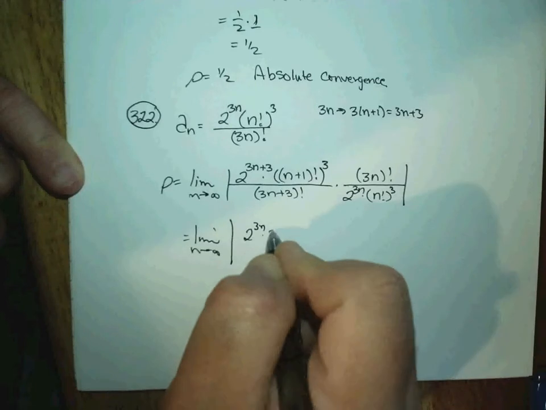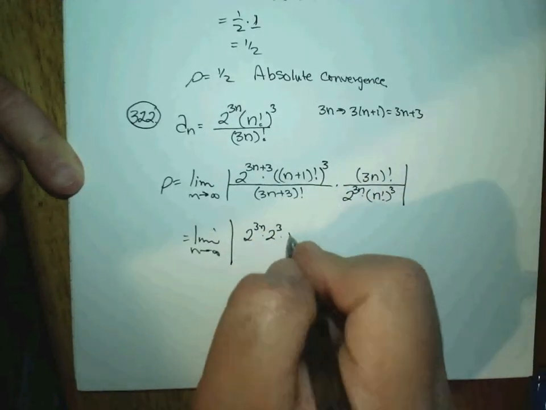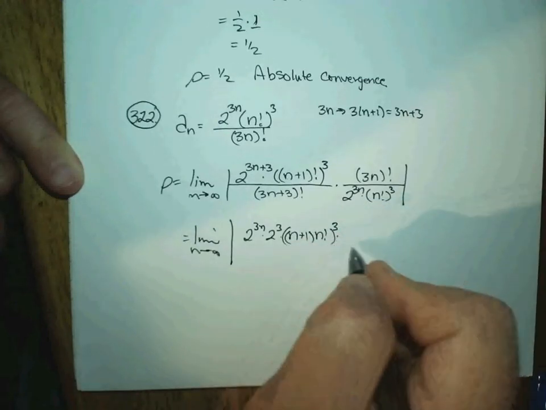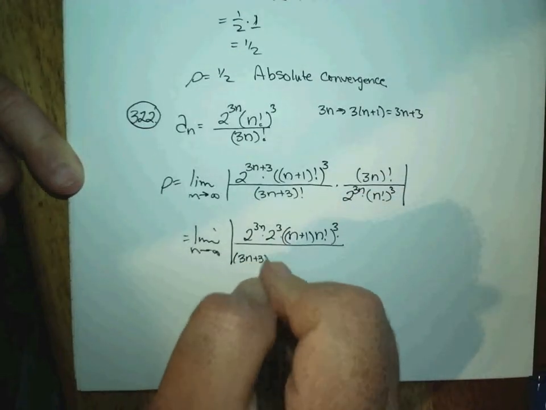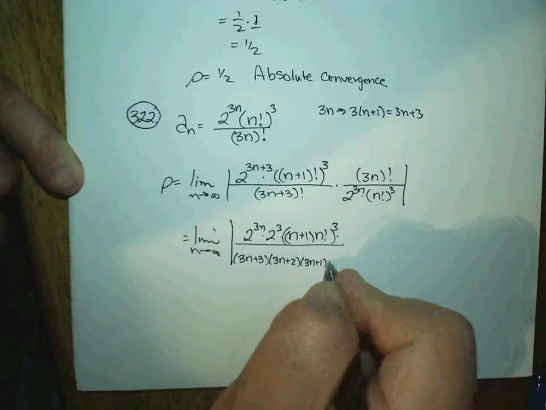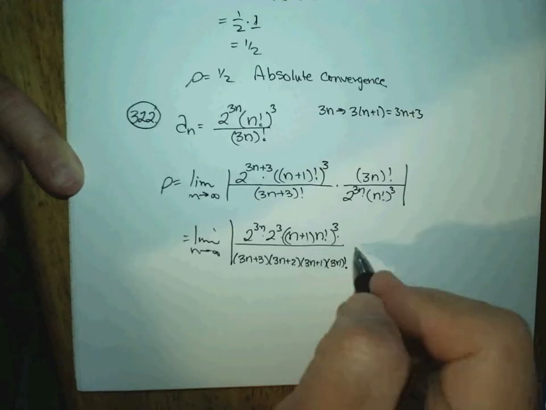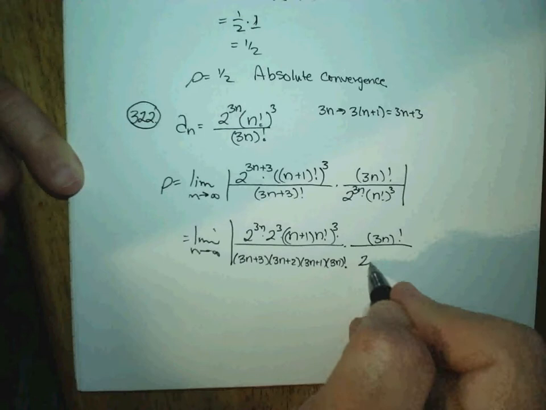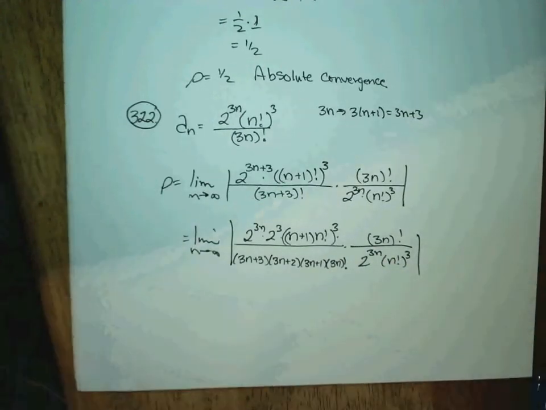That's 2 to the 3n times 2 cubed. N plus 1 factorial is n plus 1 times n factorial, being cubed. 3n plus 3 factorial is 3n plus 3 times 3n plus 2 times 3n plus 1 times 3n, and then you can write factorial there if you want. Over here, 3n factorial, 2 to the 3n, and n factorial cubed.